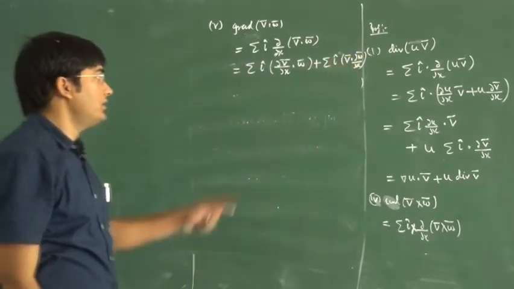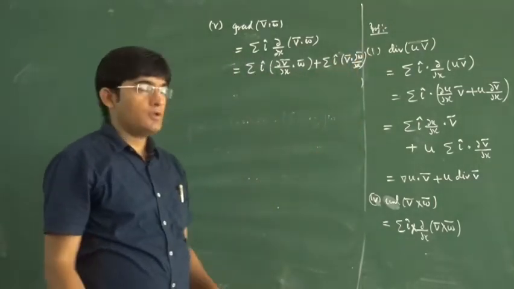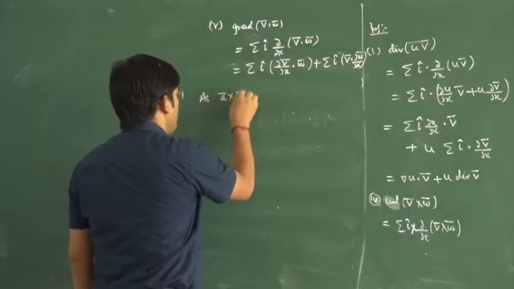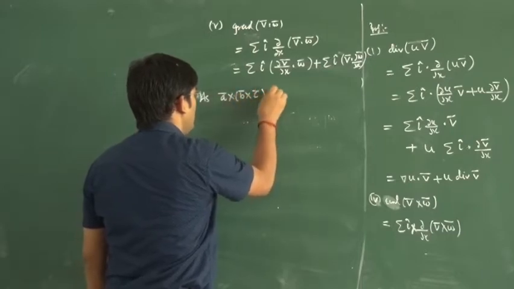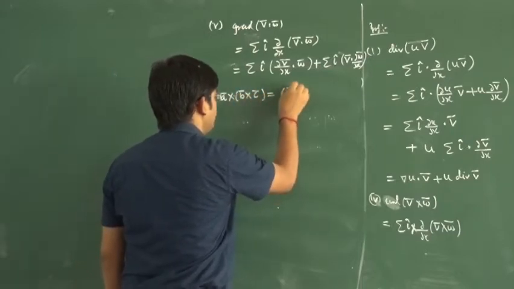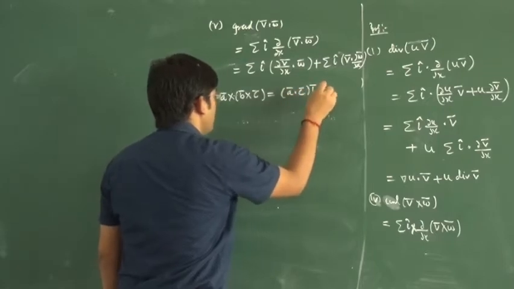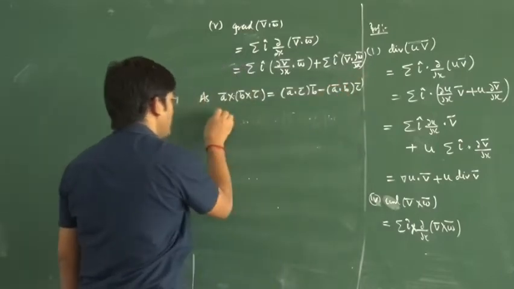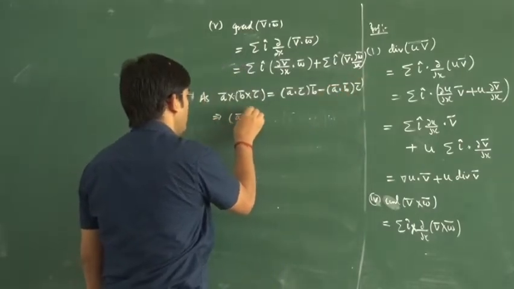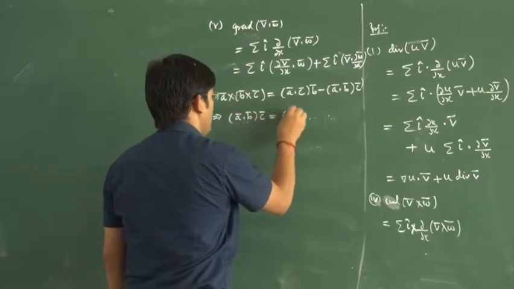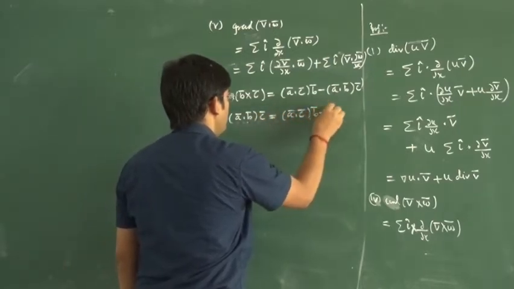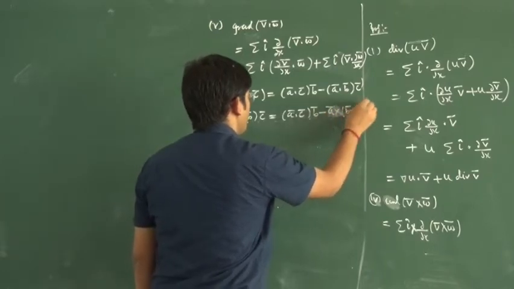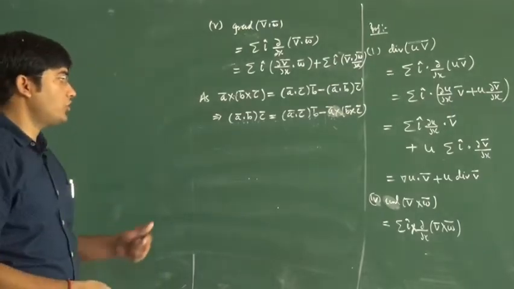So we have these two terms. Now, as we know, A cross B cross C is equal to (A dot C)B minus (A dot B)C. So from here you can see that (A dot B)C is equal to (A dot C)B minus A cross B cross C. So this is the value of (A dot B)C.